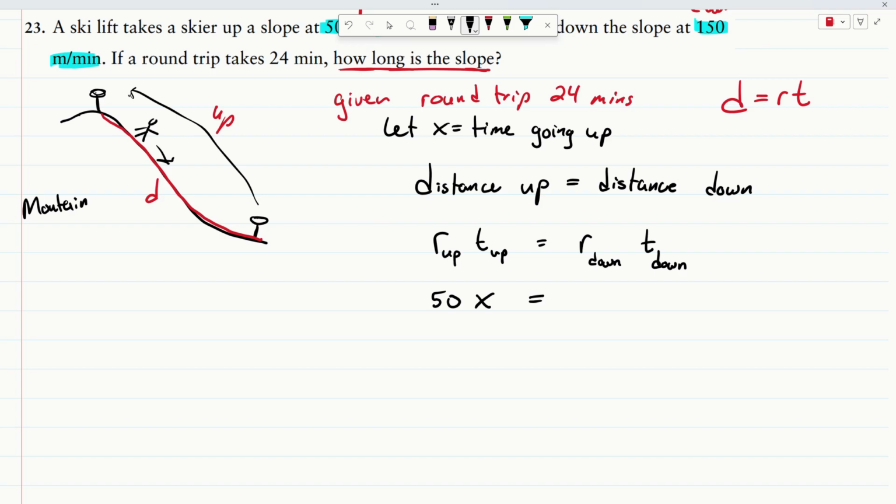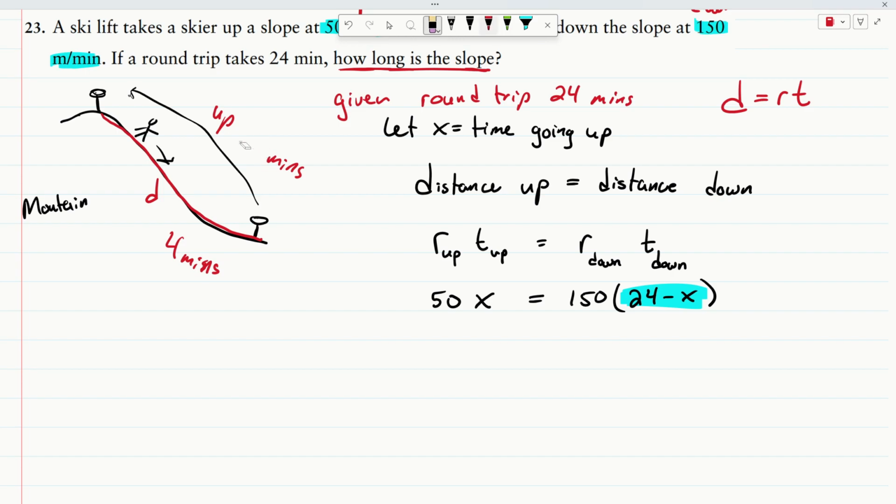But what we do know is this. On the other side of the equation, the rate going down is 150. And the time going down, remember, the total trip was 24 minutes. Therefore, it's going to be 24 minus X. In other words, let me explain this. If it took you, let's say, 20 minutes to go up the hill, well, then that only leaves us 4 minutes to go down. Right? Because the total trip was 24 minutes.